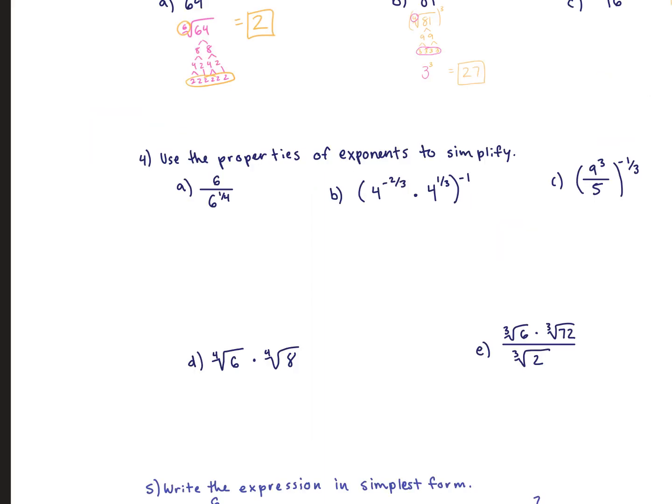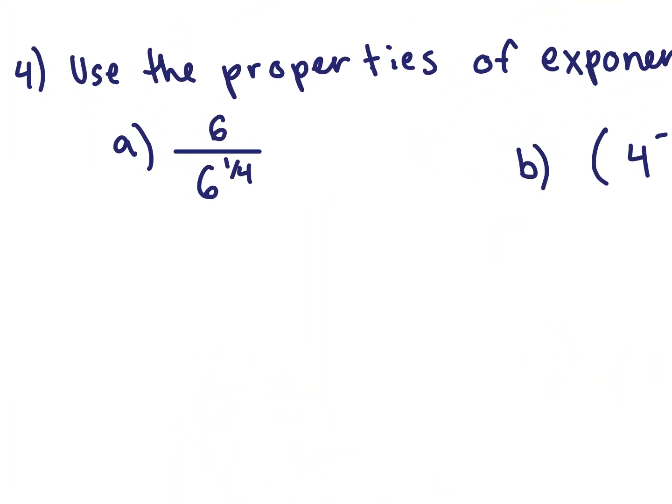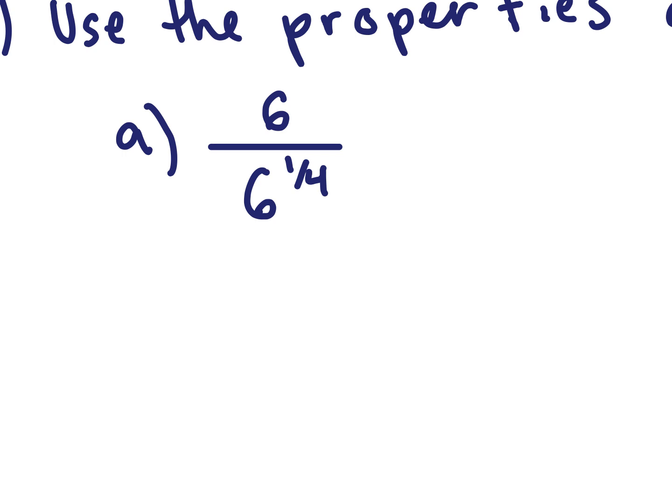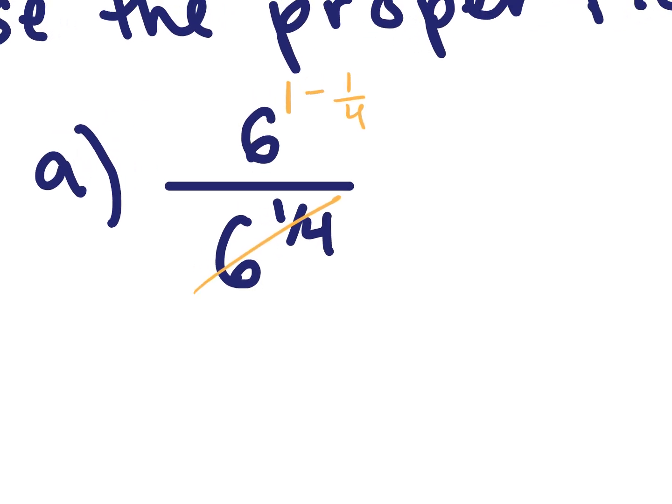All right, number 4, we're looking at our properties of exponents, and we're simplifying. So when I have the same base and I'm dividing, what do I do to the exponents to combine? Subtract. Well, what's my exponent on top? 1. So I subtract 1 minus 1/4. Because I just subtract the exponents.